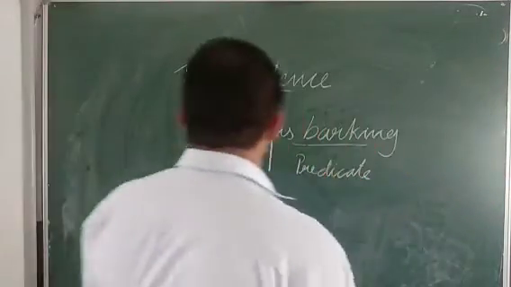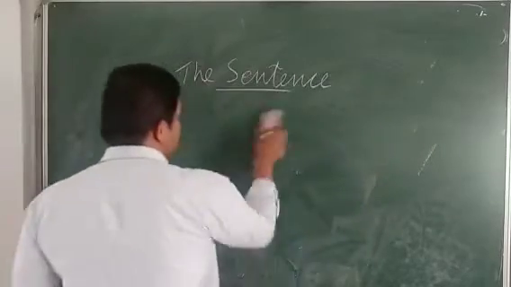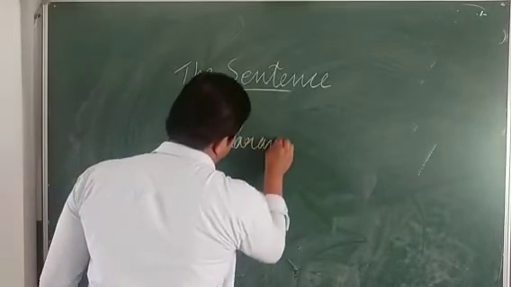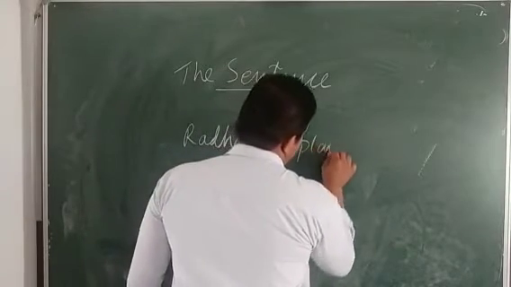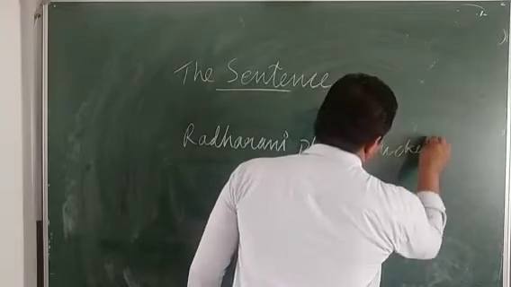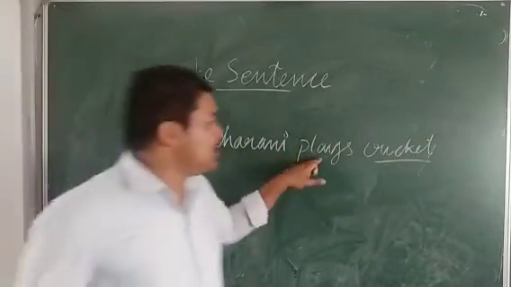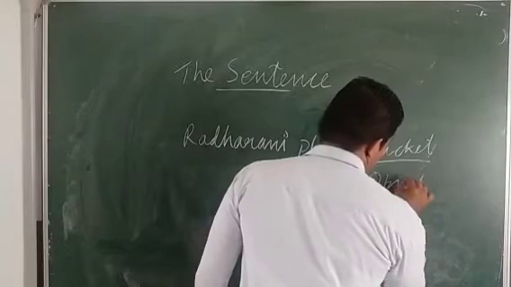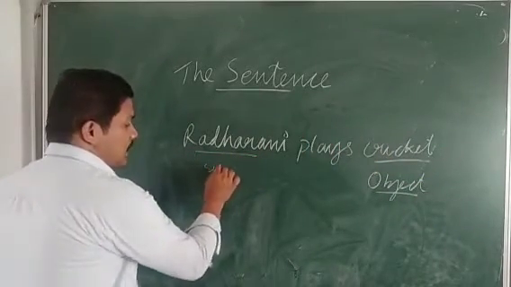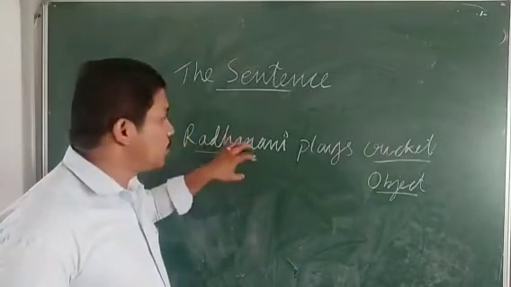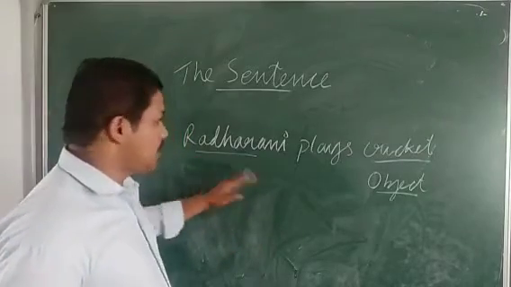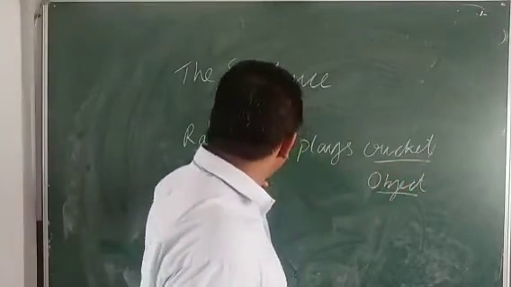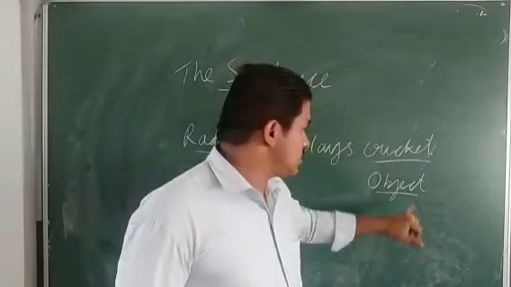So we studied about the subject. Next one is Radha Rani. If you ask, Radha Rani plays what? Then we get the answer, cricket. So this is the object. Radha Rani is the subject. We studied just before this that the one who is doing the action is called the subject. But now we are studying the object, the one who is getting the result. So Radha Rani plays what? The answer is cricket. That is the object.